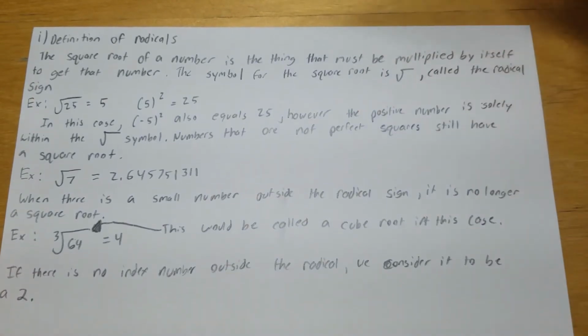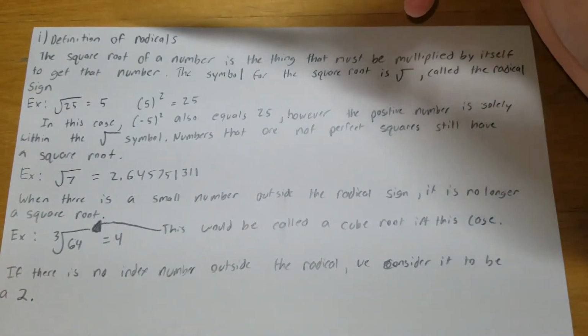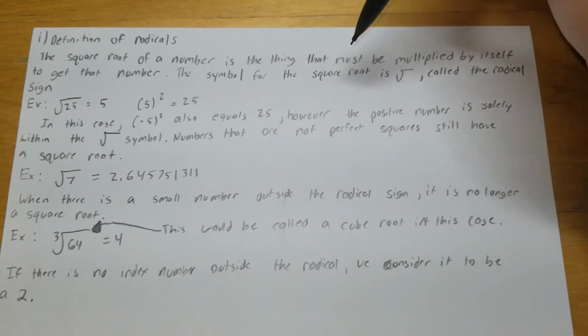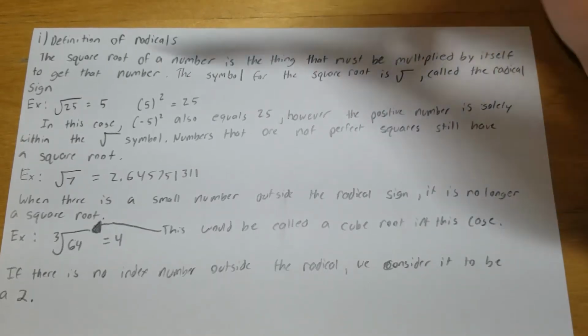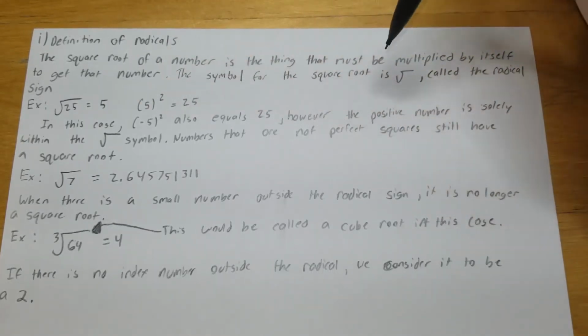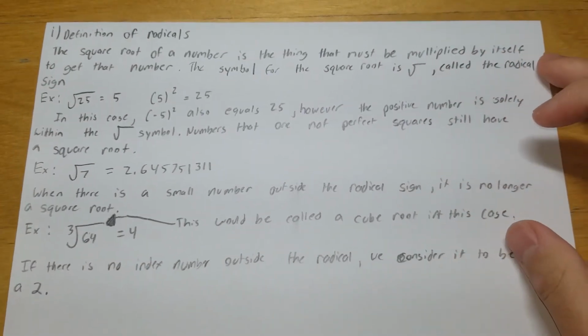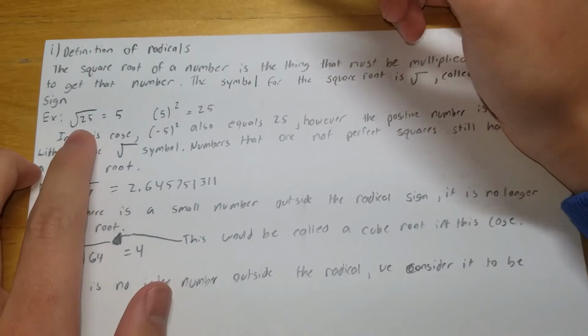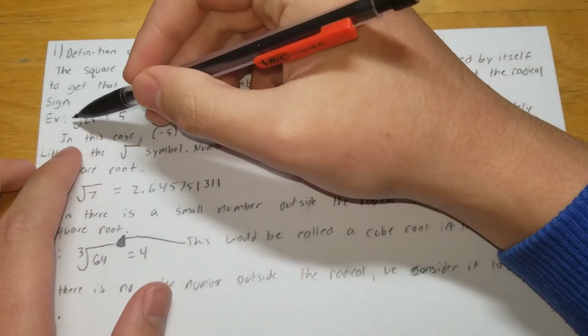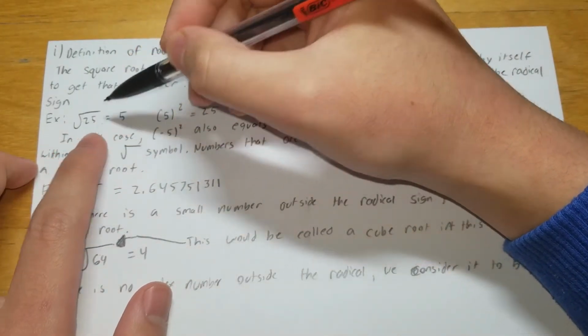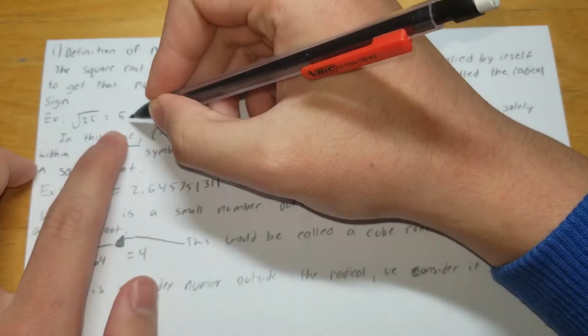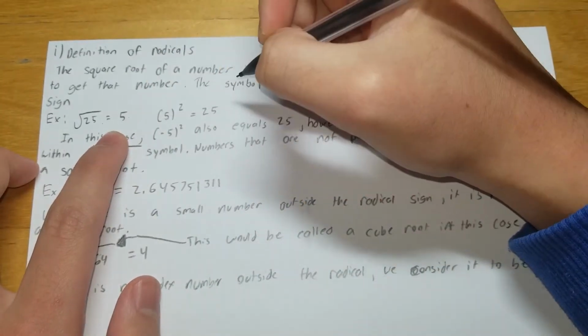So first of all, we've got the definition of radicals. The square root of a number is the thing that must be multiplied by itself to get that number. The symbol for the square root is this little sign right here. It's called the radical sign. So an example: what is the square root of 25? That'll be 5, since 5 times 5 equals 25.